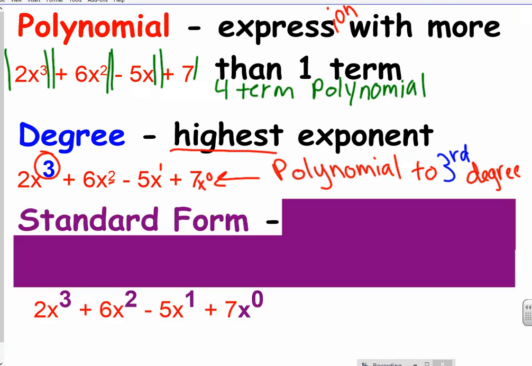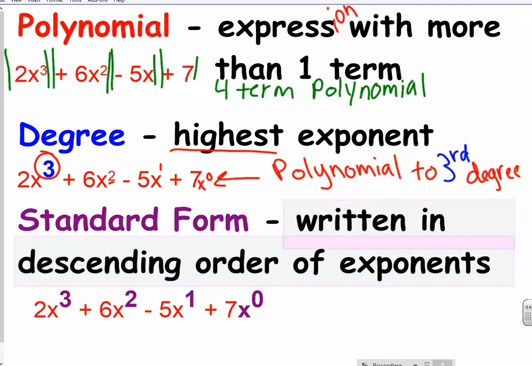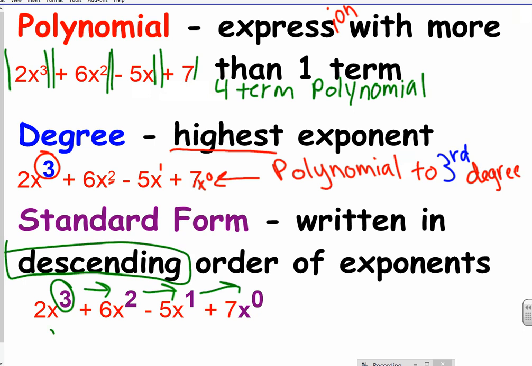And lastly, standard form. Standard form means you're going to write a polynomial in descending order of exponents. So I start with my highest, and then I go to my next highest, and my lowest. They're in order. Descending means it's going from greatest to least. Descending means going down. So we always start with the highest, and the rest are in order all the way from greatest to least.